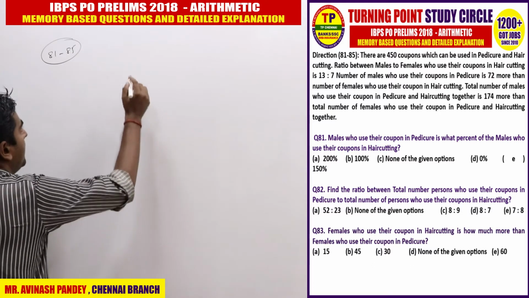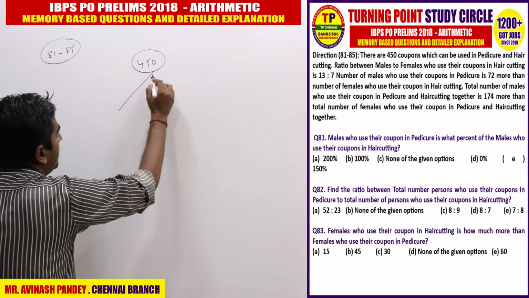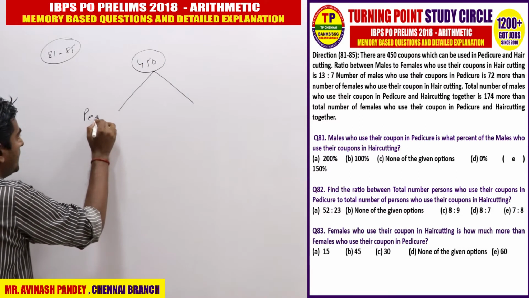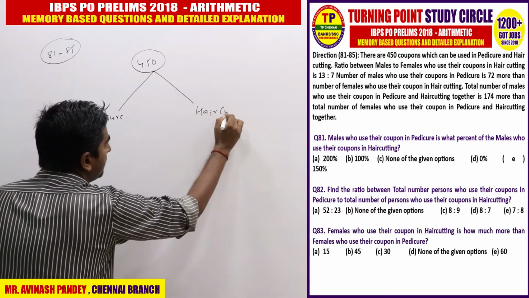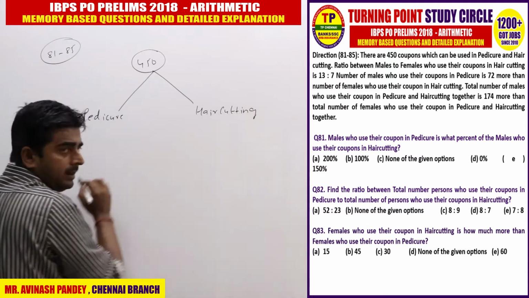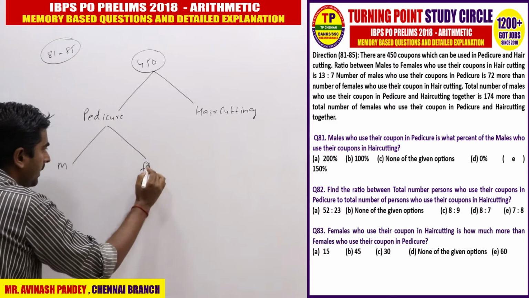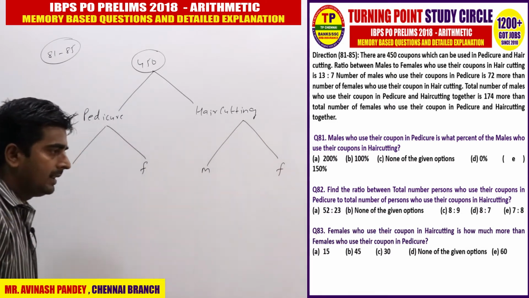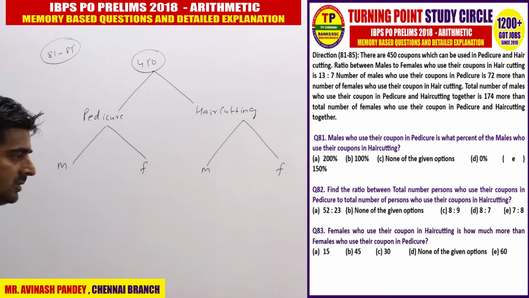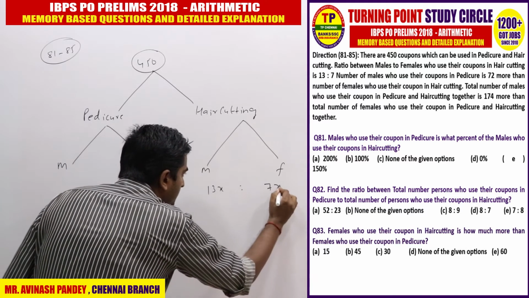So I am solving here. 450 coupons are there, right? These 450 coupons are divided among two cases. This is pedicure and this is hair cutting, right? Under these two sections you have some males and some females. Here also you have some males and some females. So what they are trying to say: the ratio between males to females who use their coupon in hair cutting is nothing but 13:7. This is 13x and this is 7x, right?